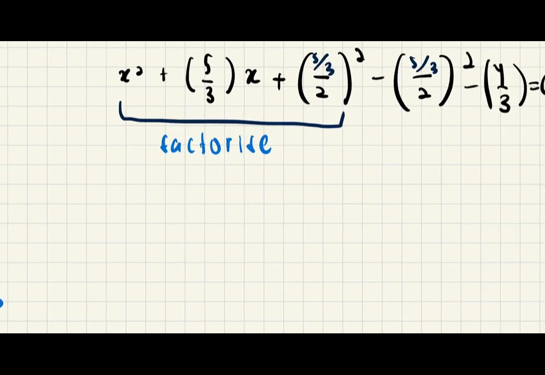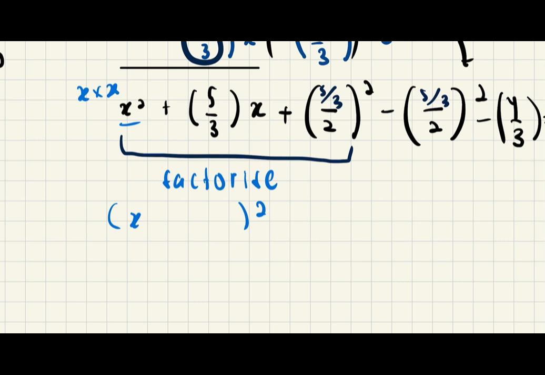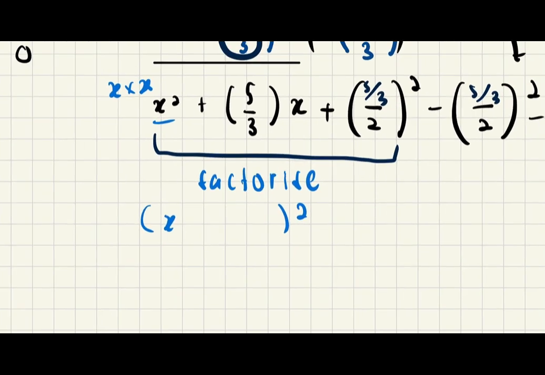Okay, so what you're going to do here, you're going to open the bracket, put a square, and then put x here because we know x squared is x times x, isn't it? So put x. Now, in over here, what are you going to put? You're going to put whatever you see here. So what do you see here? 5 over 3 over 2. 5 divided by 3 divided by 2. You will get 5 over 6. Okay, plus 5 over 6.